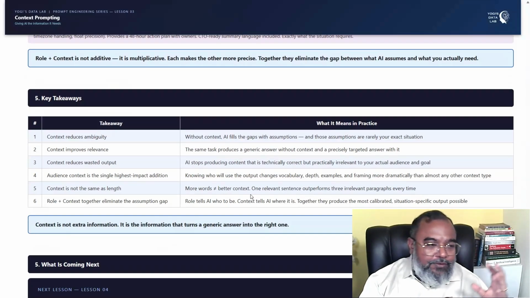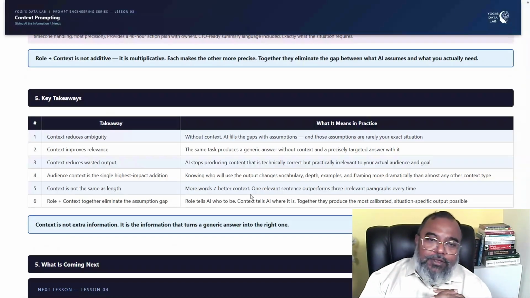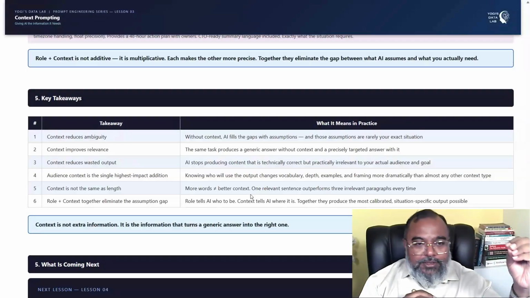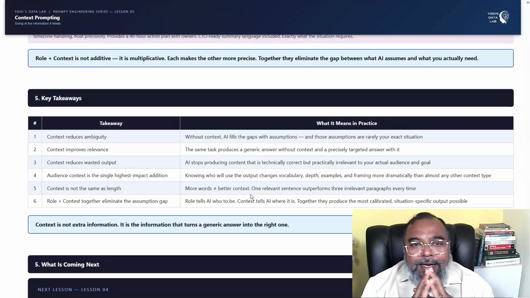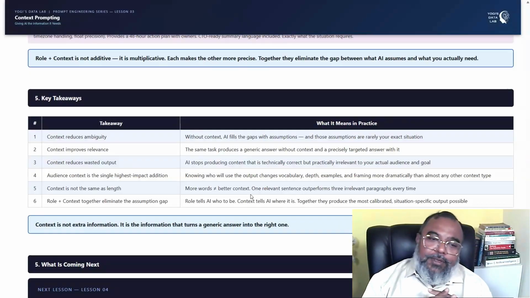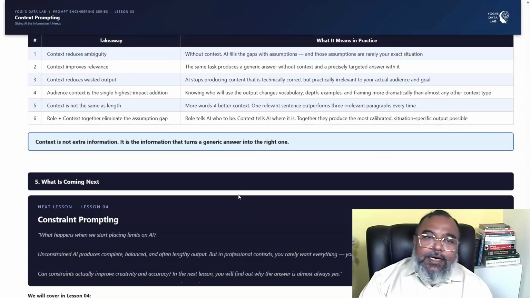That is very true, because once you explicitly state the role, then explicitly state the context, and combine them together, it tells what you are expecting, what the situation is, who it is supposed to be, and who your audience is. Everything combined together leaves no assumption gap, and it gives you much better results. So that is all that we have for context prompting. And in the next session, what we are going to look at is constraint prompting.